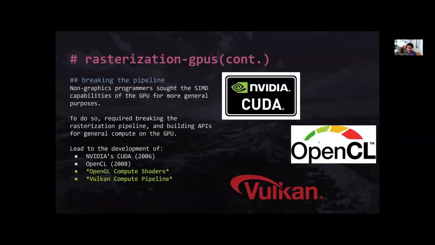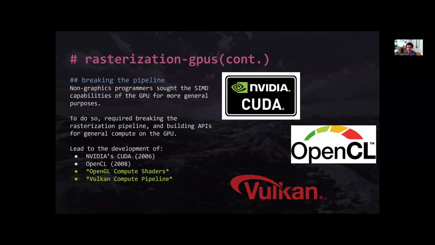But with the advancement of computer graphics, and how parallel these devices were, non-graphics programmers sought the SIMD capabilities of the GPU for more general purposes. But to do anything useful other than drawing triangles to a scene, drawing pretty pictures, we needed to break out from this rasterization pipeline. Hardware needed to be made such that it isn't stuck on this pipeline, and the APIs needed to allow the user to interact with it in a more general way.